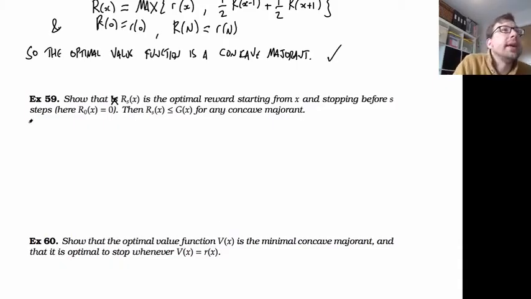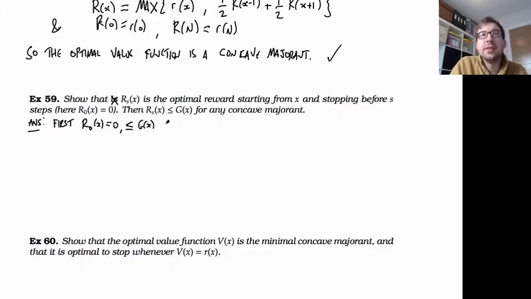Firstly, we're going to show the result essentially by induction. First, we've assumed that r of 0 of x is equal to 0, which is certainly less than g of x for all concave majorants, because we said that g of x has to be bigger than little r of x, and we said that little r of x is always positive. So something that is 0 has to be less than something that's positive.